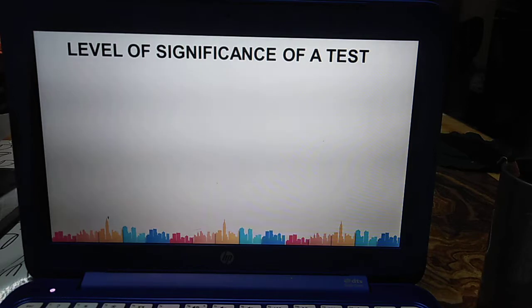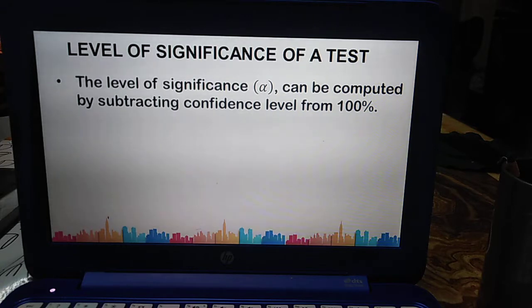So, moving on to our test of a statistic, we have to consider the level of significance, which is represented as alpha. This can be computed by subtracting the confidence level from 100%. The confidence level refers to how sure we are about our data. How confident are we about the data that we have collected? You are going to notice that the level of significance added to the confidence level will give us 100%.